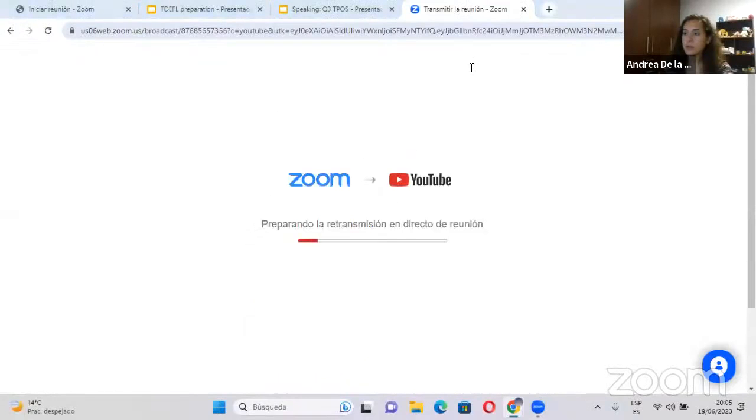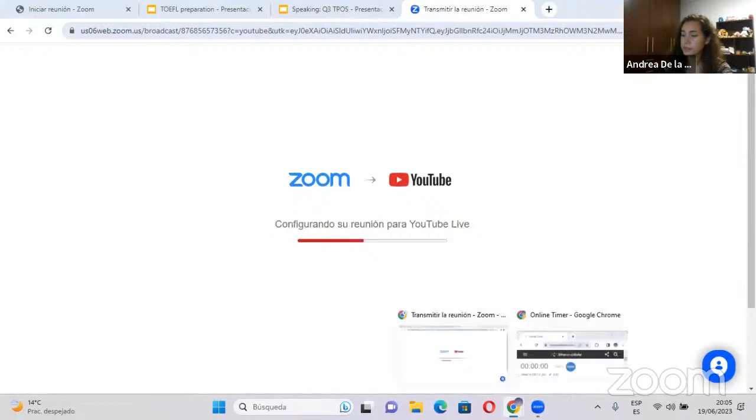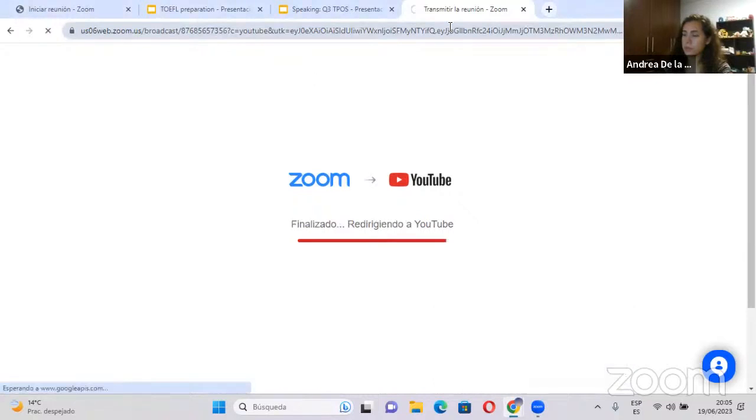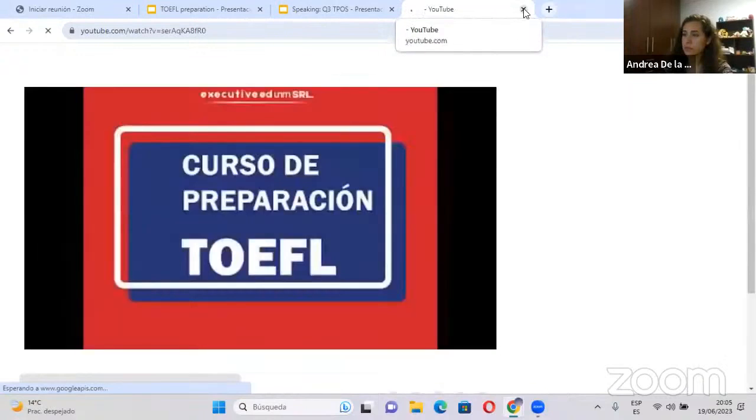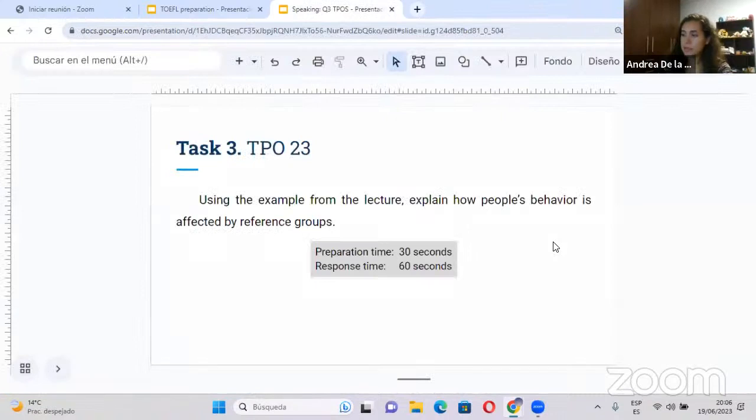You guys remember how task 3 worked? What you needed to do for that question? So it's basically an integrated question, which means that you first have to read a text.